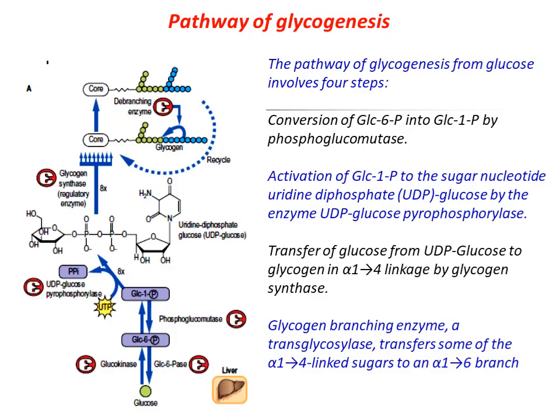Pathway of glycogenesis. The pathway of glycogenesis from glucose involves 4 steps. Conversion of glucose 6-phosphate into glucose 1-phosphate by phosphoglucomutase. Activation of glucose 1-phosphate to the sugar nucleotide uridine diphosphate glucose by the enzyme UDP glucose pyrophosphorylase. Transfer of glucose from UDP glucose to the glycogen in alpha-1,4 linkage by glycogen synthase, the major regulatory enzyme of glycogenesis.